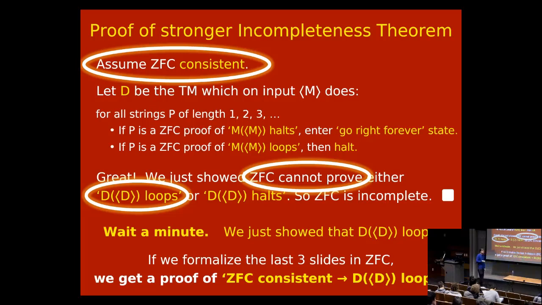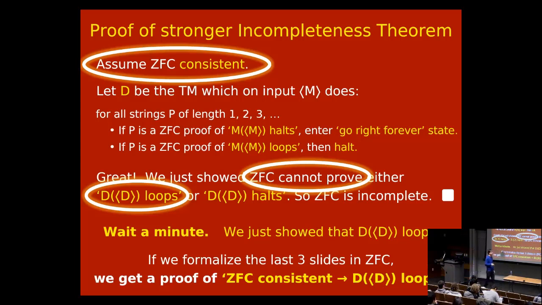But really, in order to make that conclusion correct, you have to remember that ZFC is consistent. I mean, maybe ZFC is inconsistent. And therefore, even though D of D halts or loops, maybe there's a mistake in the code here, because you actually find a proof of a false statement. So what we really proved is this.